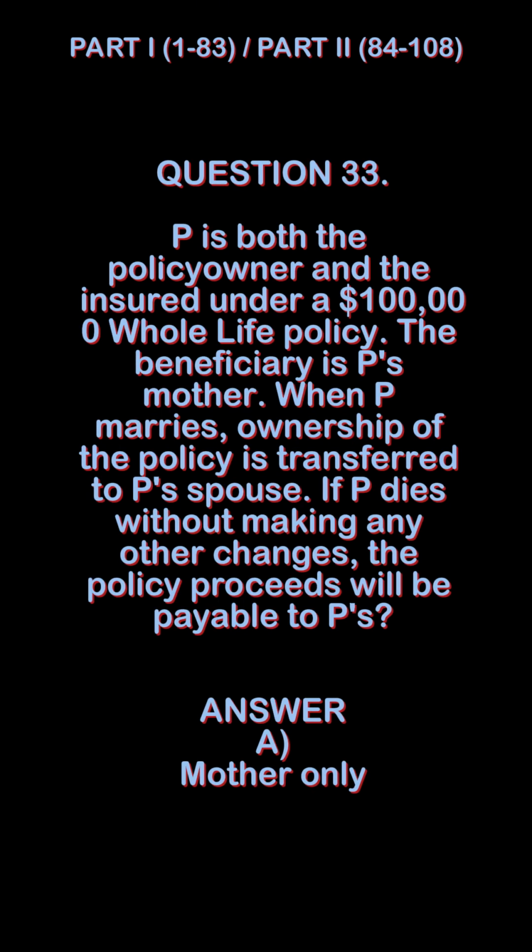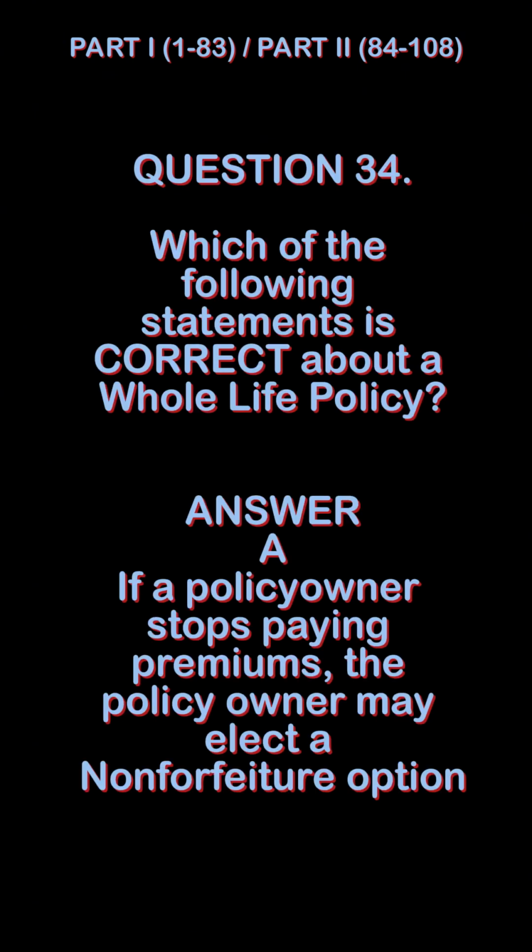Question 33. P is both the policy owner and the insured under a $100,000 whole life policy. The beneficiary is P's mother. When P marries, ownership of the policy is transferred to P's spouse. If P dies without making any other changes, the policy proceeds will be payable to P's. Answer: A. Mother only.